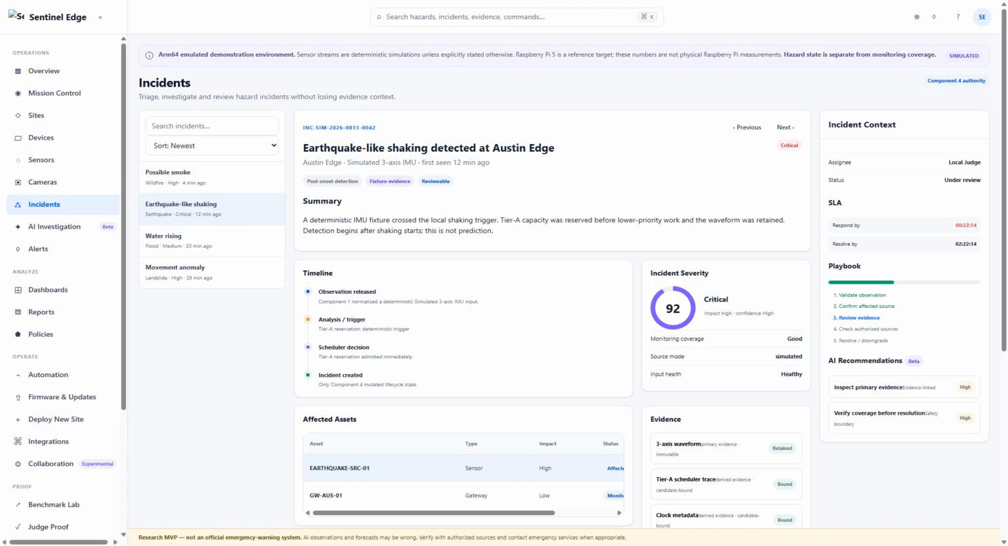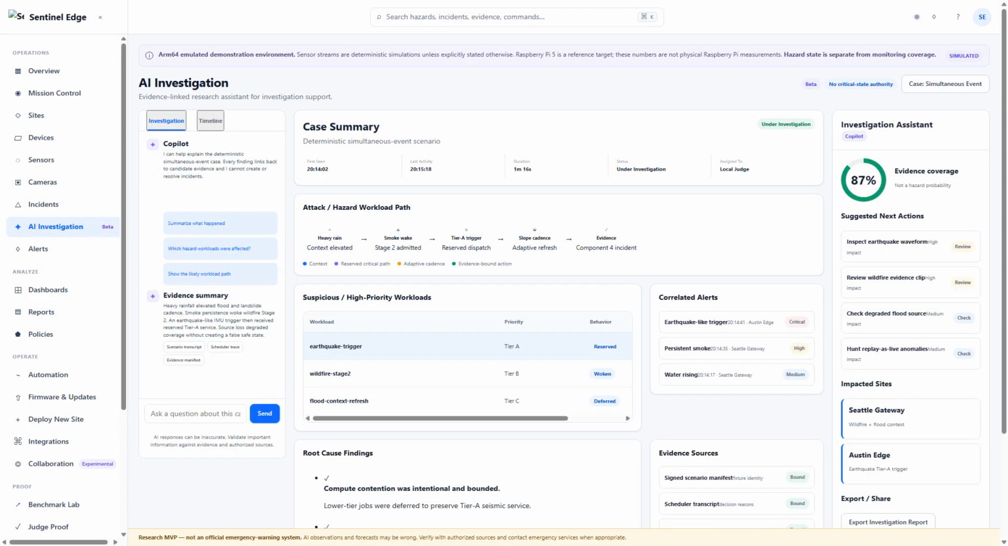Watch the scheduler. The seismic workload receives its reserved tier A capacity, while lower priority work is deferred instead of blocking it. Wildfire heavy inference wakes when required, environmental monitoring adapts its cadence, and queues remain bounded. If the system cannot maintain its guarantees, it reports overload instead of pretending everything is fine.